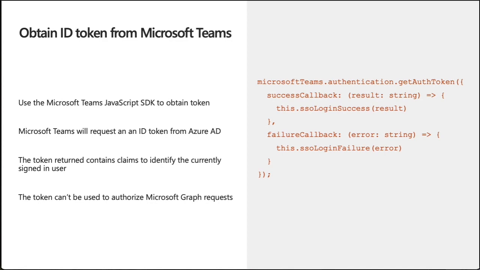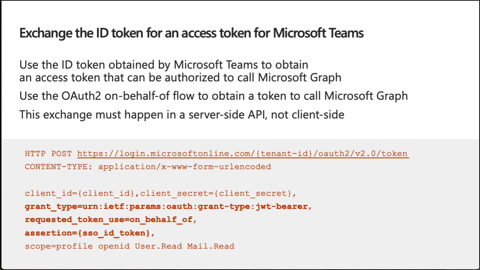Now, what if I want to use this token with Microsoft Graph? When you want to submit requests to Microsoft Graph from your tab, I'm going to need to obtain an access token from Azure AD to include in my requests to Microsoft Graph. So the Microsoft Graph access token is obtained from Azure AD by exchanging the initial ID token that's received by Microsoft Teams. That access token, which is obtained using the OAuth 2 on-behalf-of flow, you can see in the request at the bottom of the slide, where the requested token use is on behalf of. Now that request must be done server side.